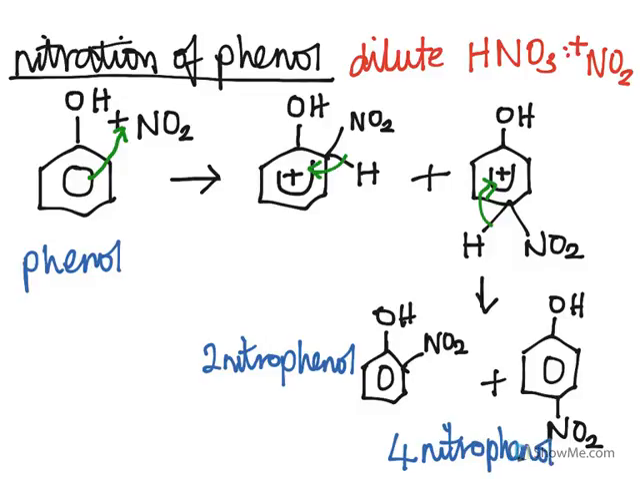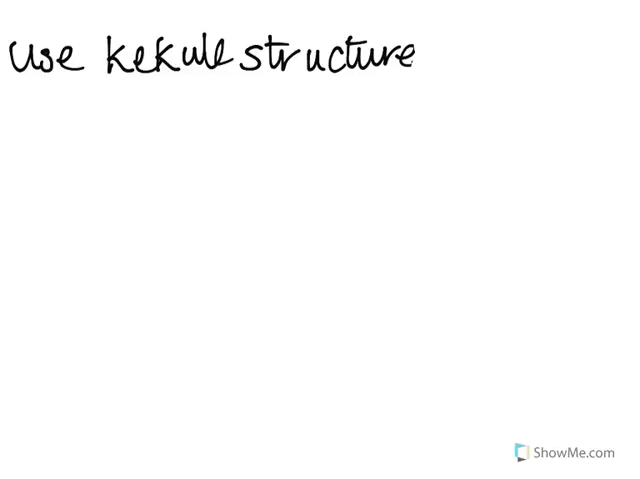Your course may want you to recognise that you could have these two products without necessarily asking you to explain why. But in the rest of this tutorial, I am going to explain why the substitution happens in the 2 and the 4 position. In order to explain the products, I'm going to use the Kekule structure because they're more helpful here rather than the delocalized structure.